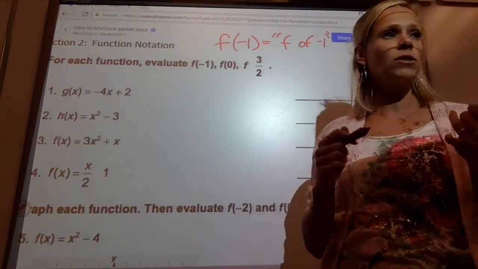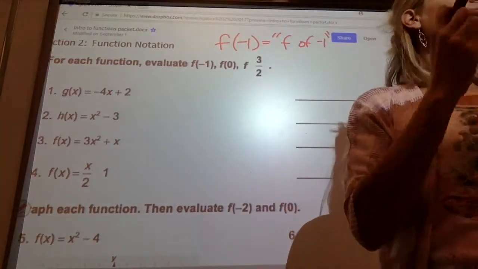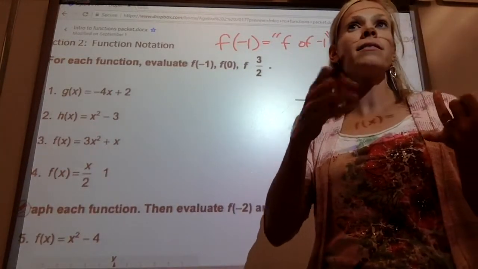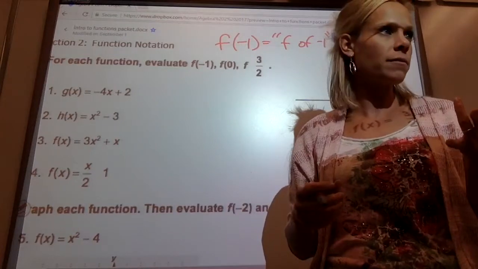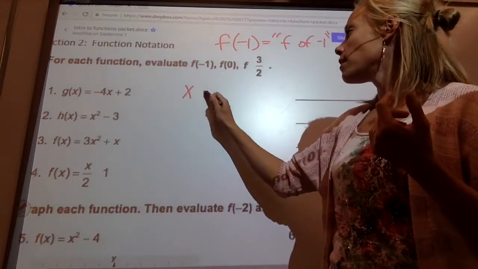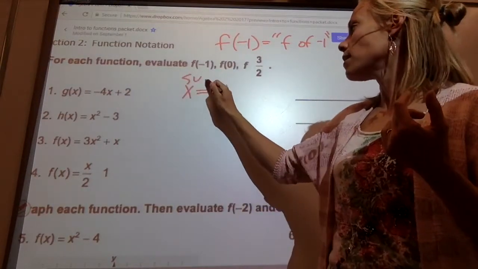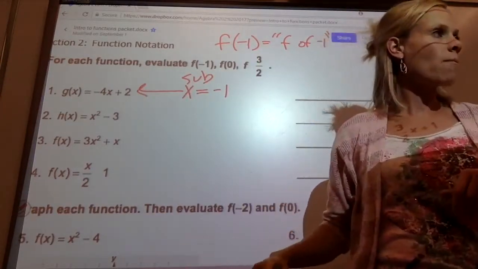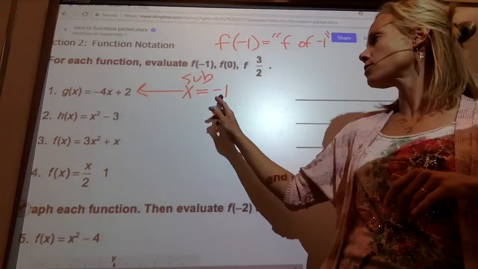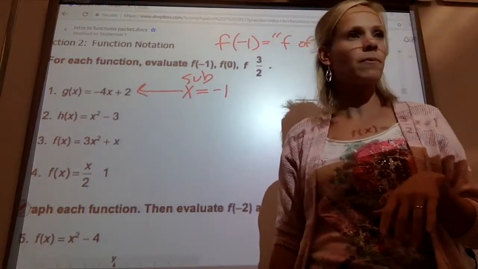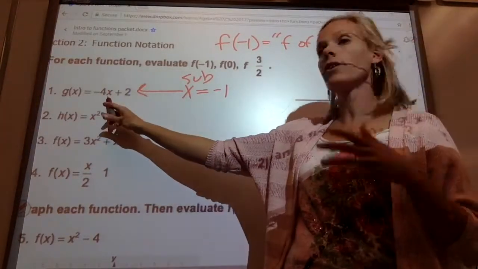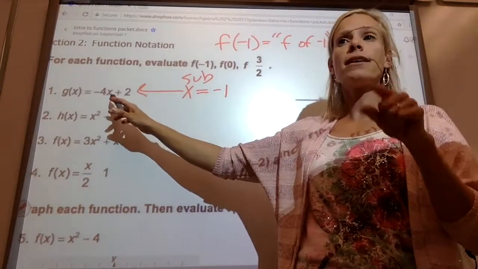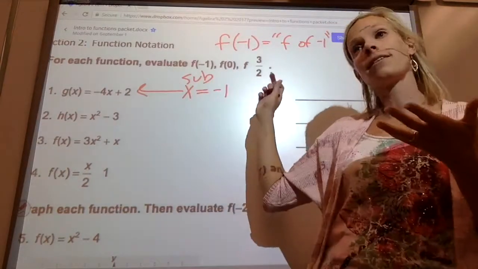Basically, function notation is a fancy way to write "let x be this value, sub it in for x, and solve it." So if I said let x be -1, sub x equals -1 and solve it, what are you going to do? You would put the -1 in for x and solve it. This is the exact same thing, only it's written fancy.